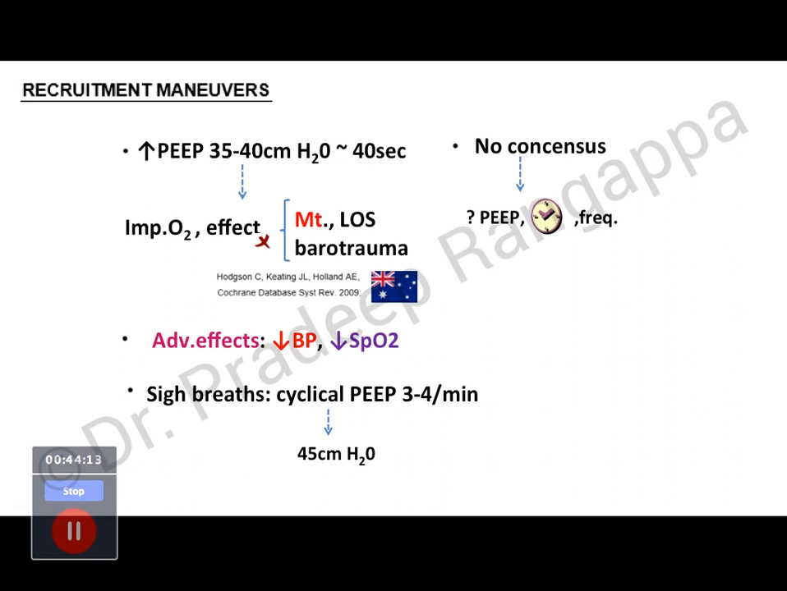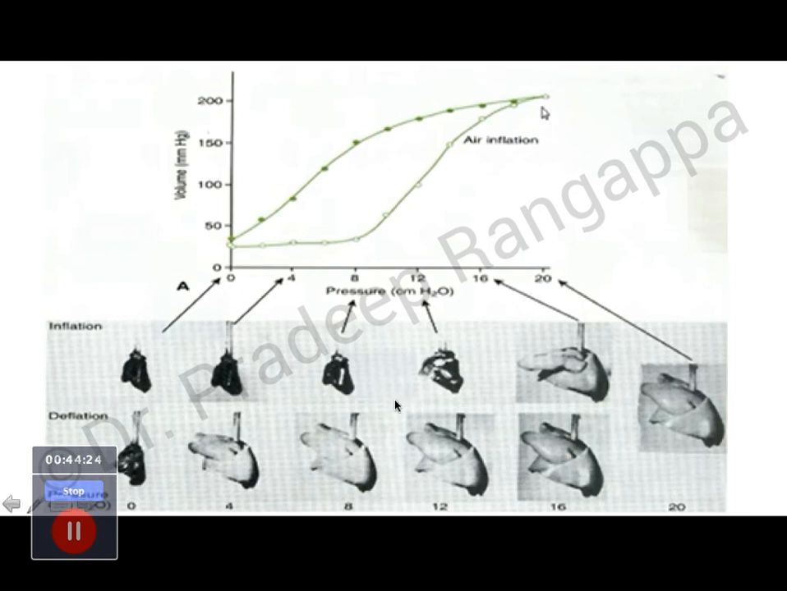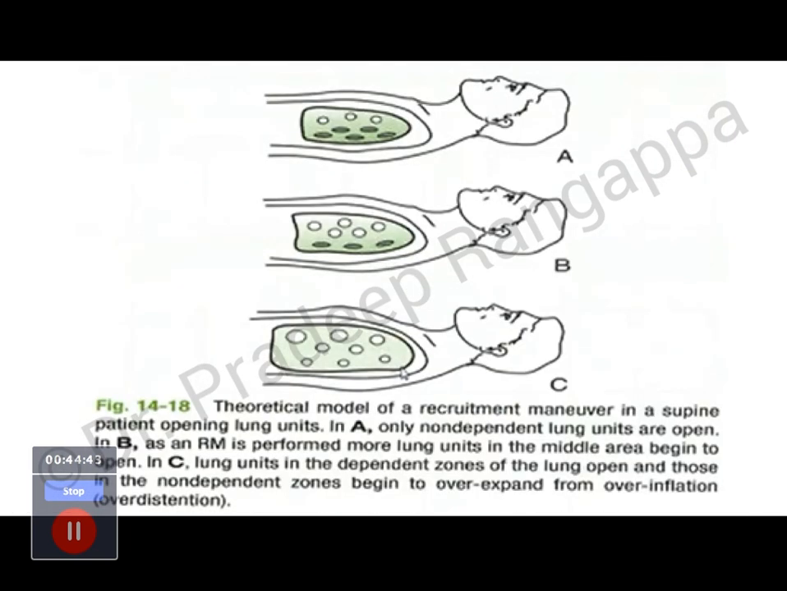And there is something called PSI breaths, which means cyclical PEEP we apply for 3 to 4 minutes up to 45 centimeters. So it is similar to the previous methodology I mentioned. So what happens with recruitment measures? This is the pressure volume curve. You keep on increasing the PEEP, and you see the collapsed lung, how they open up. Transiently it will improve, but then once you get the PEEP back to the baseline, again they tend to collapse. That's why it has not shown to have mortality benefit, although transiently it improves the oxygenation.